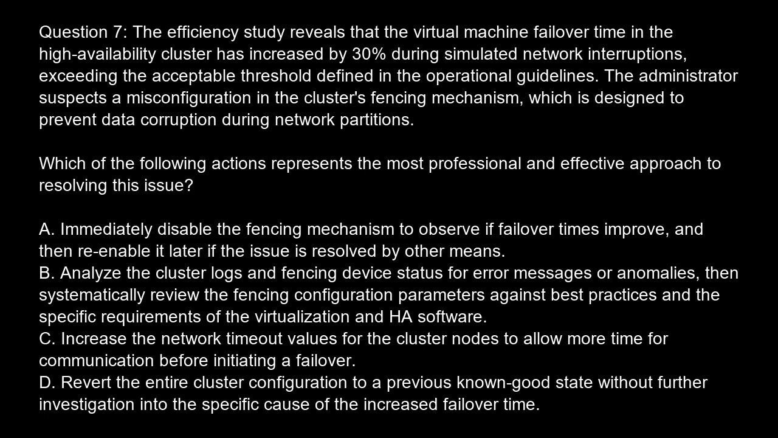Option A. Immediately disable the fencing mechanism to observe if failover times improve, and then re-enable it later if the issue is resolved by other means. Option B. Analyze the cluster logs and fencing device status for error messages or anomalies. Then systematically review the fencing configuration parameters against best practices and the specific requirements of the virtualization and HA software. Option C. Increase the network timeout values for the cluster nodes to allow more time for communication before initiating a failover. Option D. Revert the entire cluster configuration to a previous known good state without further investigation into the specific cause of the increased failover time.